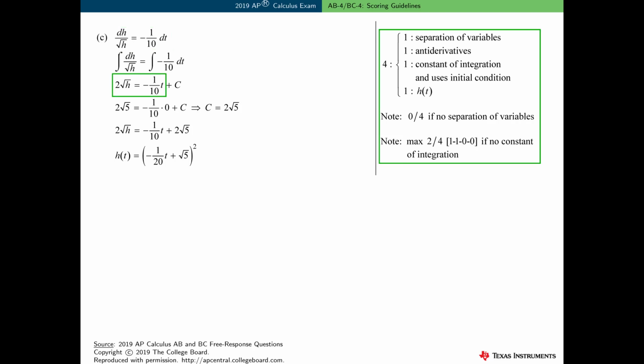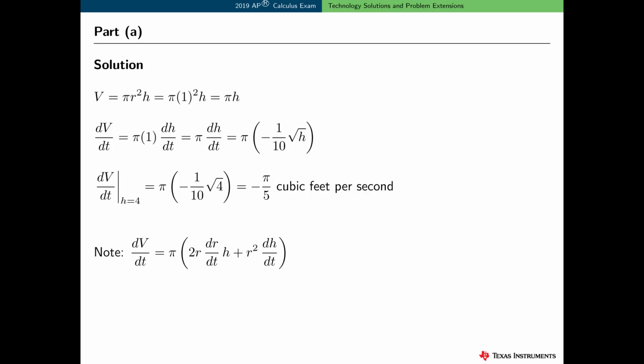The second point was earned for 2 correct antiderivatives. That is, the student must integrate on both sides of the equality with respect to the correct variable. The third point was for including a constant of integration in a correct manner and for using the initial condition, simply using the values for t and h. And finally, the fourth point was for producing the correct explicit expression for h of t. Let's take a closer look at the solutions and use technology to help confirm our results.